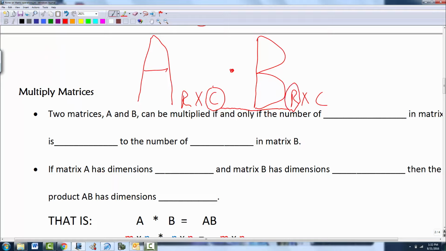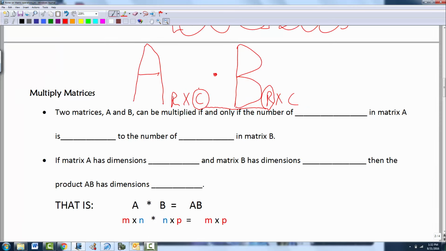The columns of the first matrix must equal the rows of the second matrix for you to even be able to multiply these matrices. So if you read this, two matrices, A and B, can be multiplied if and only if the number of columns in matrix A is equal to the number of rows in the second matrix B.